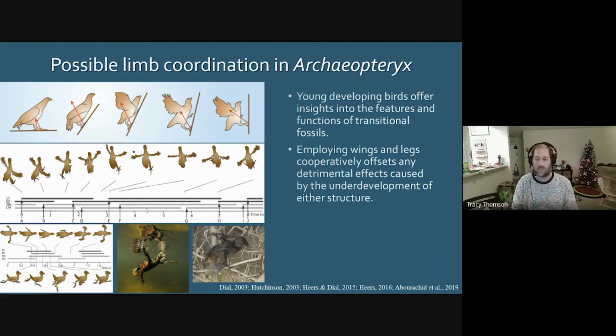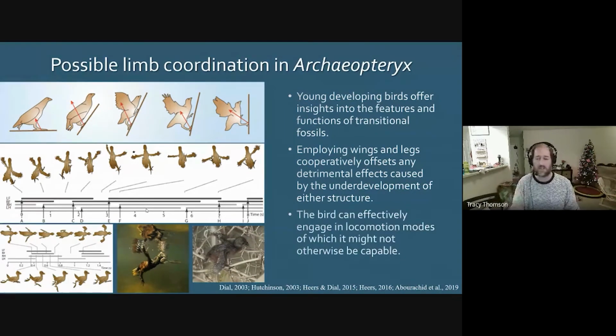So Archaeopteryx is one of these transitional forms that doesn't do anything really well, but it is specializing different structures for different functions so that it can have a benefit, that selective advantage, by using these different limbs and these different body structures cooperatively. So essentially, the bird, in this case Archaeopteryx, can effectively engage in locomotion and behaviors that it wouldn't be able to do otherwise if it was relying on one structure or the other.